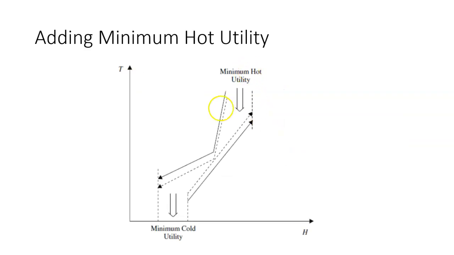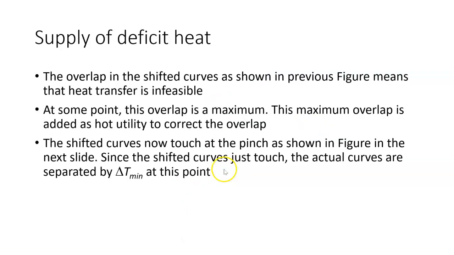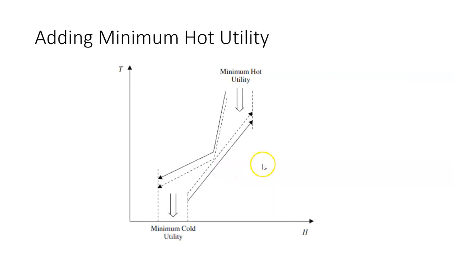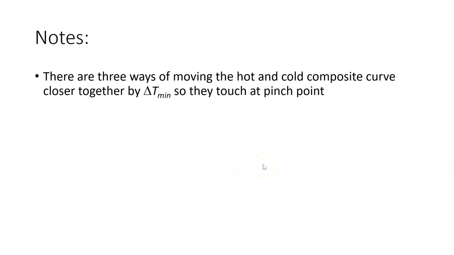So if you supply utility here at this place, the curve which was overlapping has moved down here. So this is the actual temperature value, and dotted lines are your shifted temperature. So that is what happens by supplying the deficit heat on top. Few things to be noted. There are three ways of moving the hot and cold composite curve closer together by delta T minimum, so they touch at a point. So there are three ways you can shift the temperature.